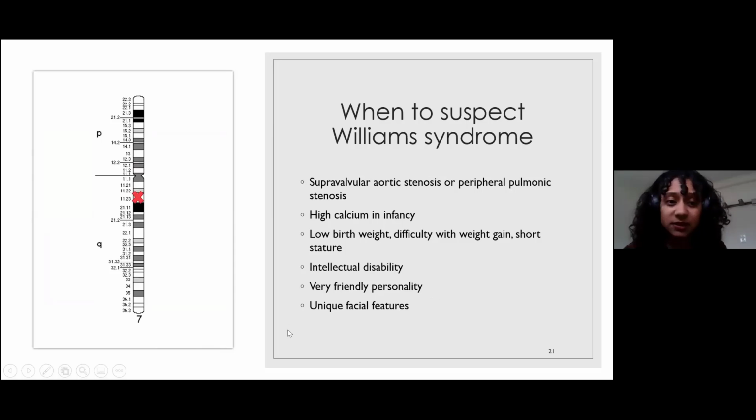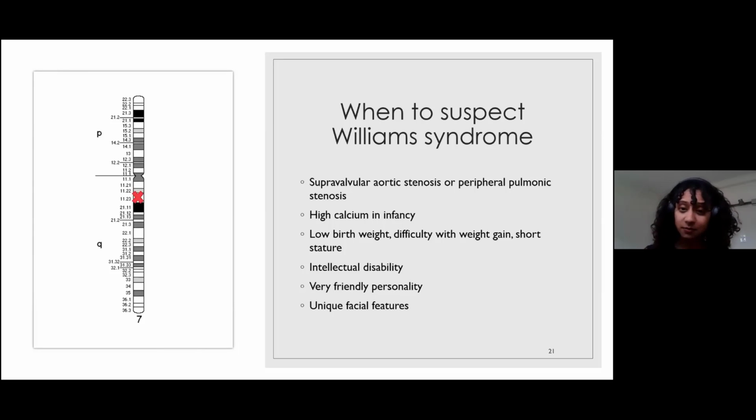So when do you suspect Williams syndrome? Quickly over here, this is chromosome 7. You can see that it's a lot bigger than chromosome 22. Here's the P arm, that's shorter. Here's the Q arm, that's longer. And right over here, 11.23, that's where the deletion would be for those folks. So if a child has specific types of heart disease called supravalvular aortic stenosis or peripheral pulmonic stenosis, you might think about Williams syndrome. I should say peripheral pulmonic stenosis can be fairly common in other healthy infants, so that alone wouldn't make you suspect it, but it's something to keep in mind.